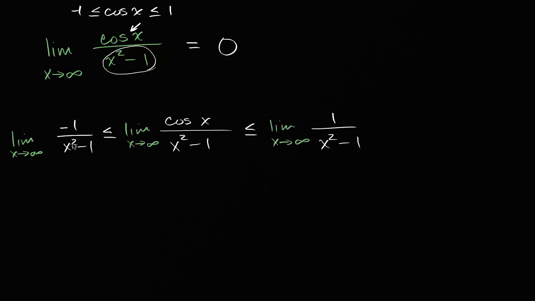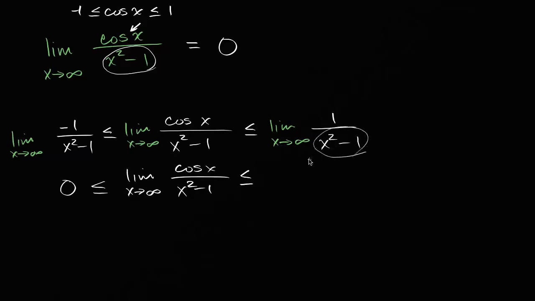Now this here, you could just make the argument, look, the top is constant, the bottom just becomes infinitely large, so this is going to approach 0. So this is going to be 0 is less than or equal to the limit as x approaches infinity of cosine x over x squared minus 1, which is less than or equal to, well, this is also going to go to 0. You have a constant numerator and an unbounded denominator. The denominator is going to go to infinity, and so this is going to be 0 as well.